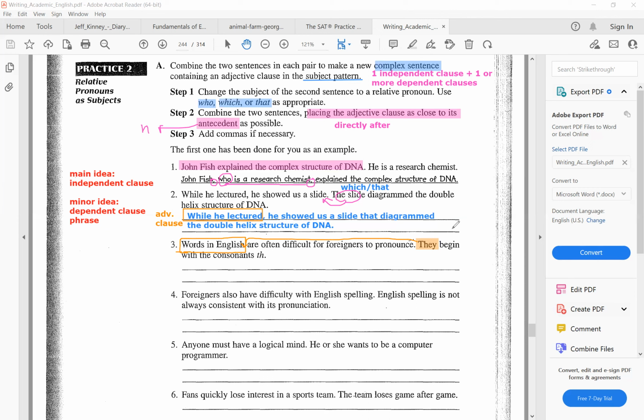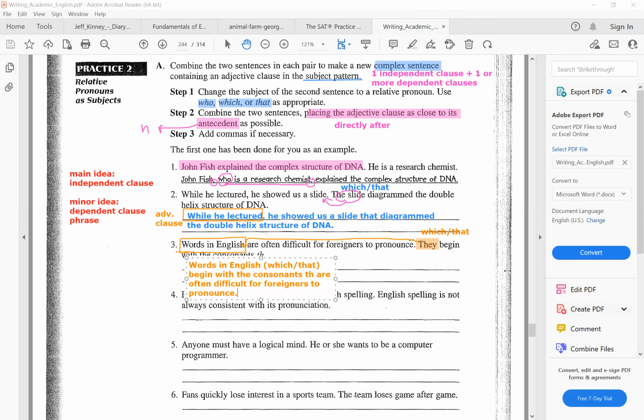And since this is a thing, I have to use which or that again. So let me type it out first. Words in English, I'm going to use which or that, begin with the consonants TH, are often difficult for foreigners to pronounce.